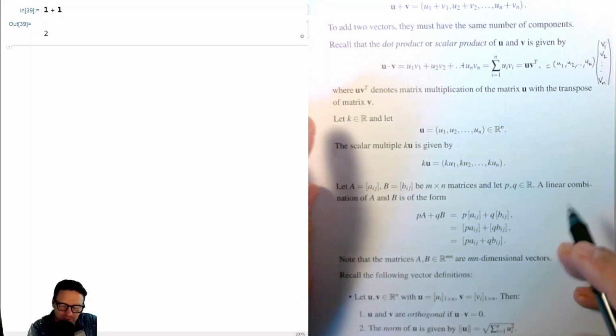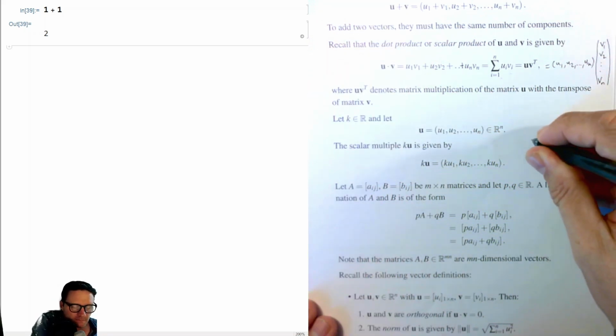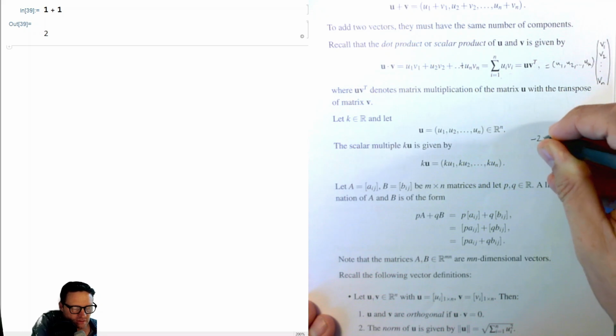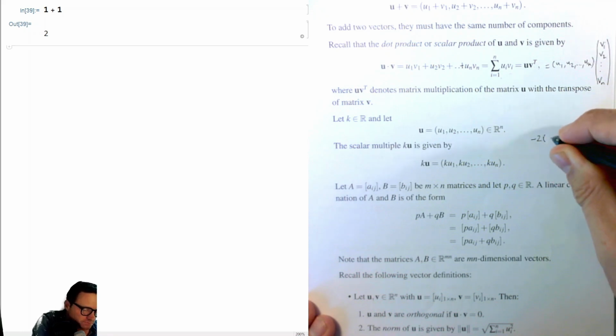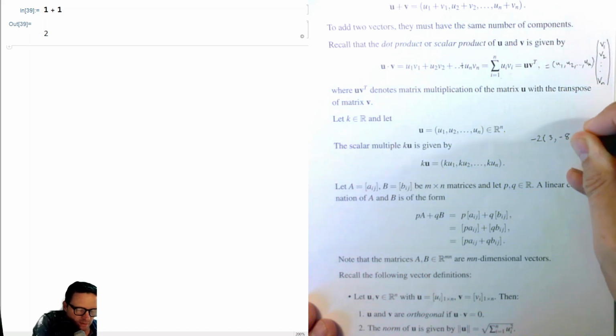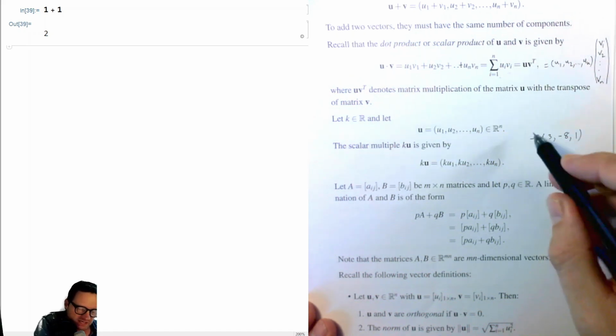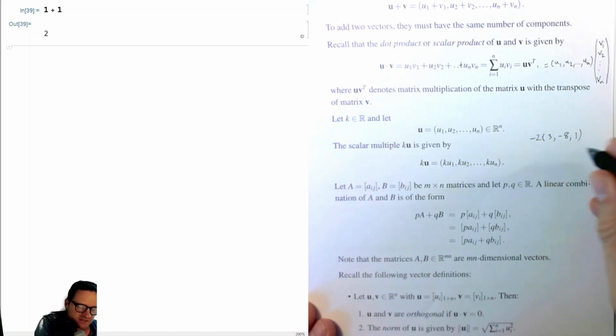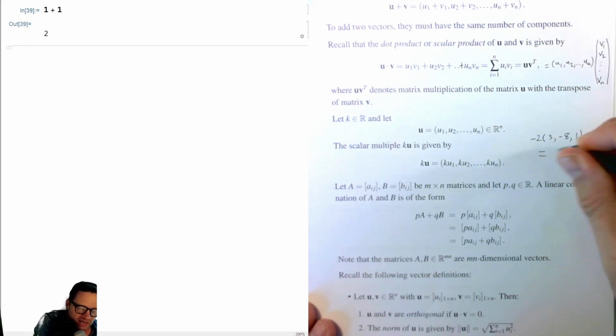All right, let's take a simple example. -2 times the vector (3, -8, 1). Okay, we take this -2, multiply it by each of the components, and we get (-6, 16, -2).